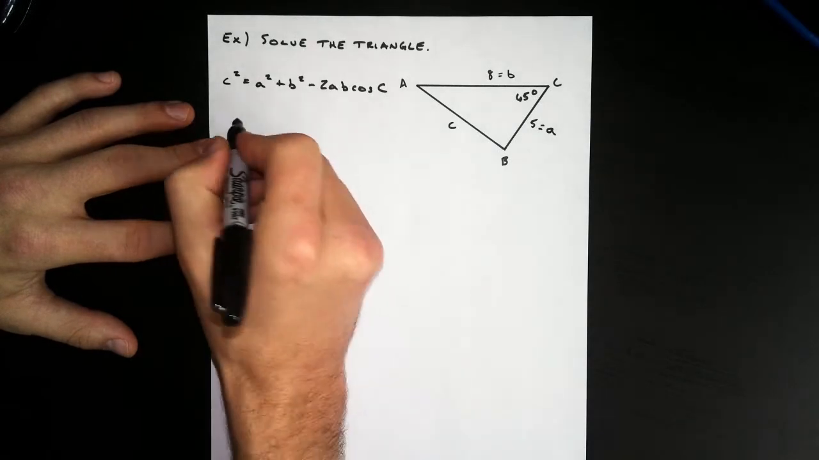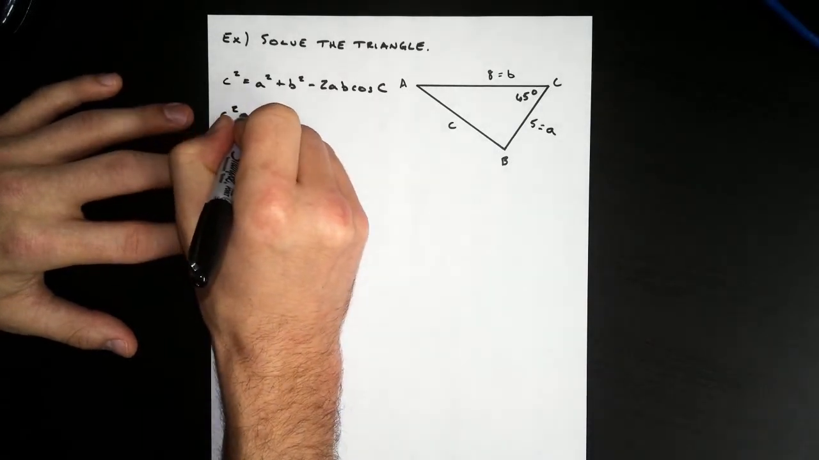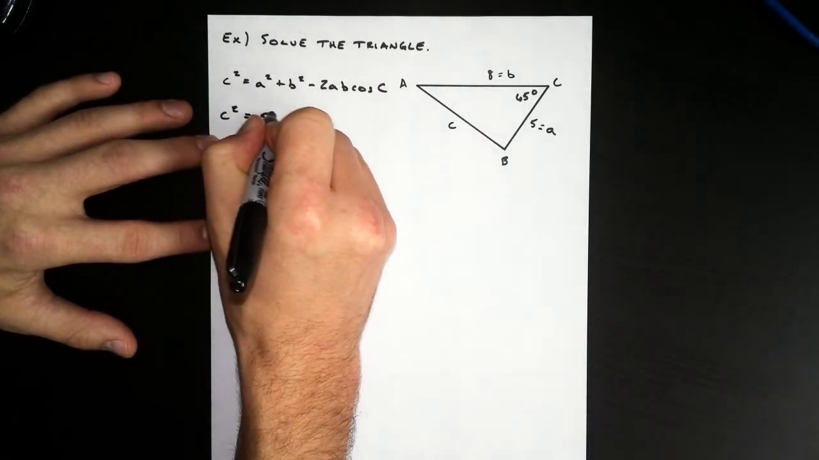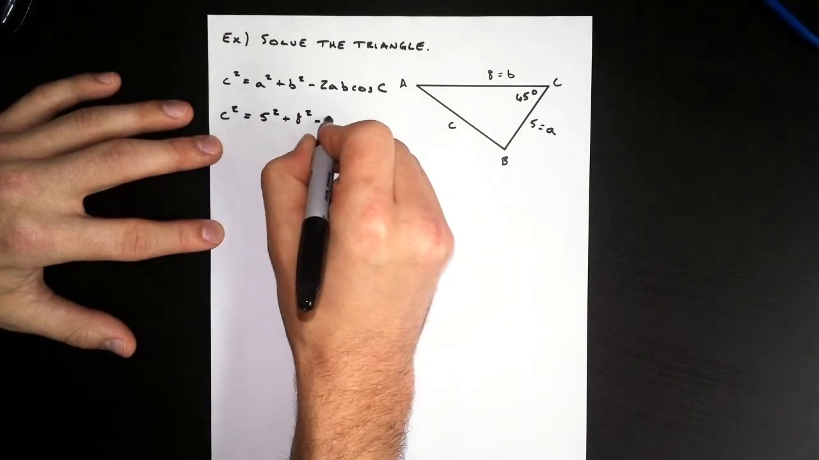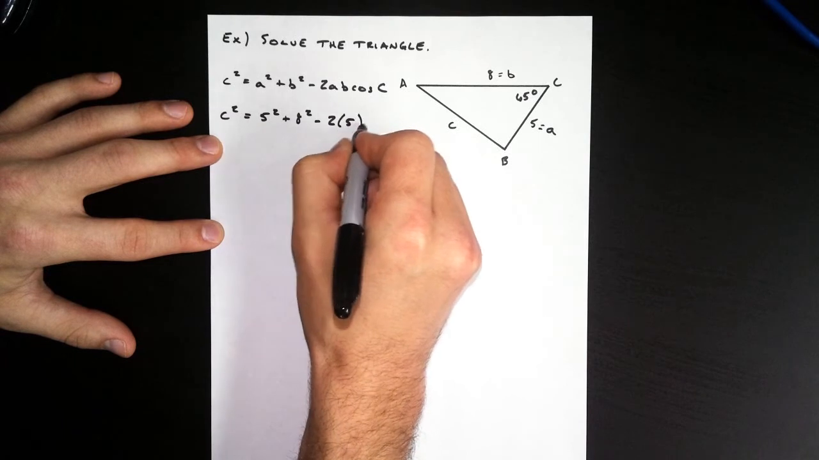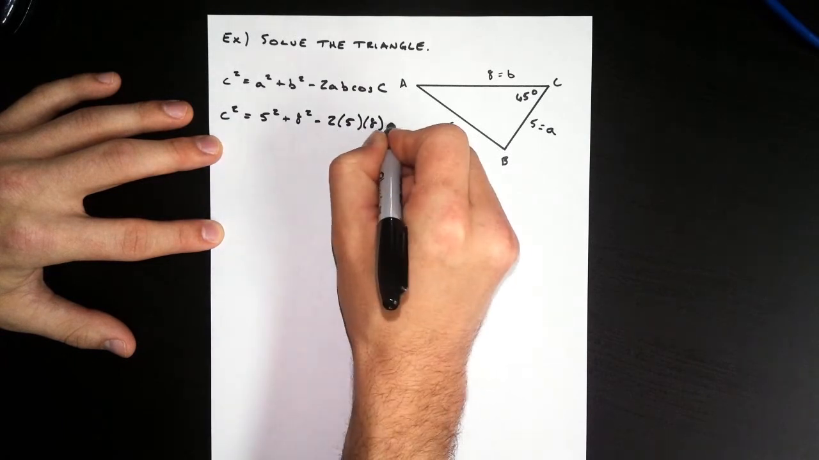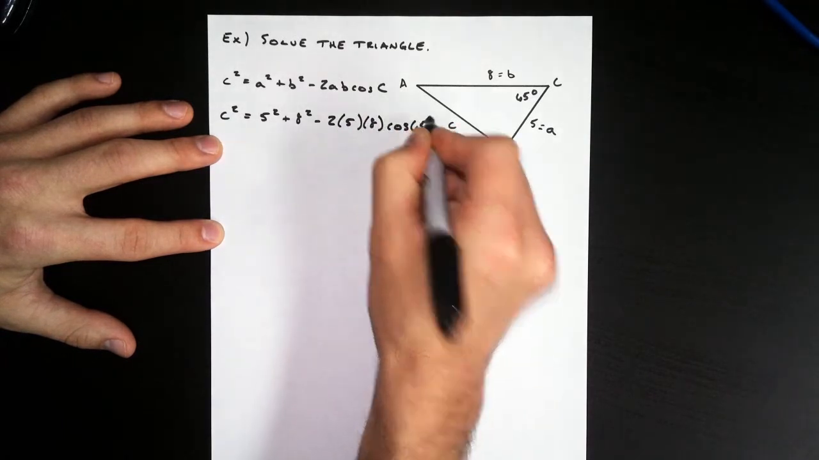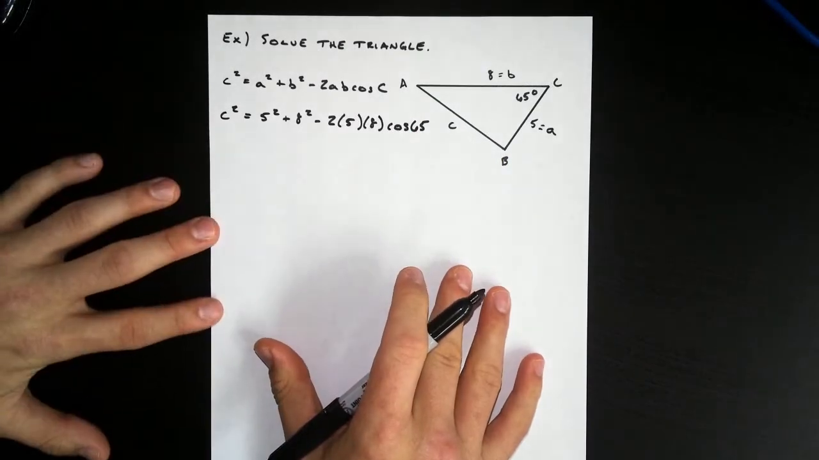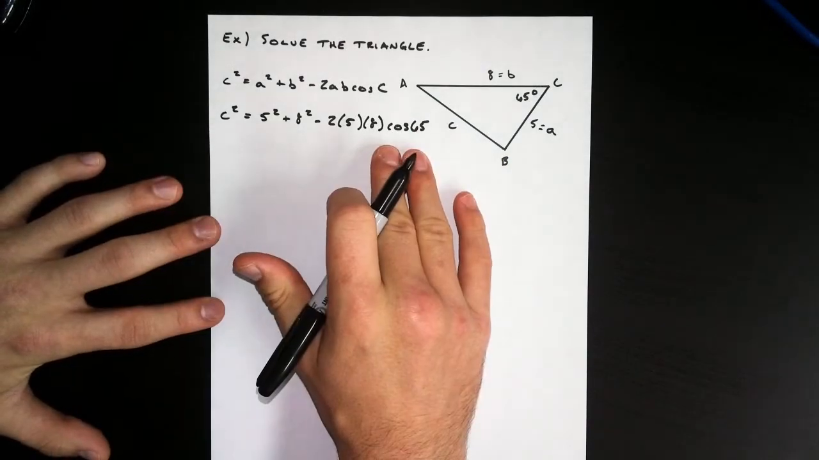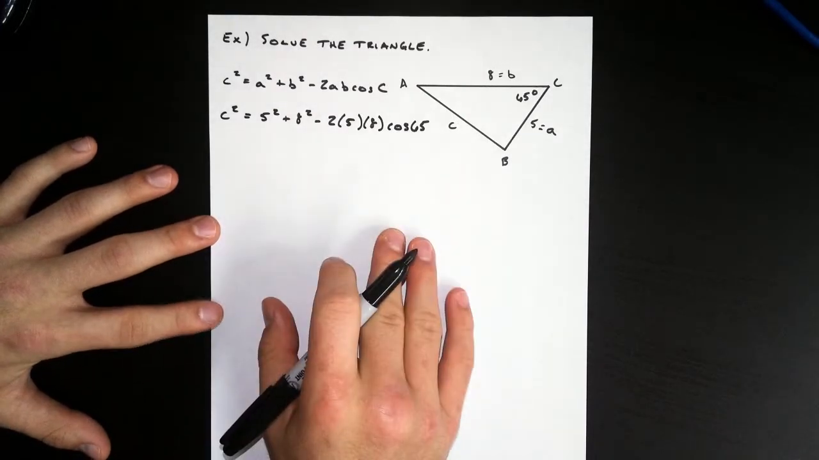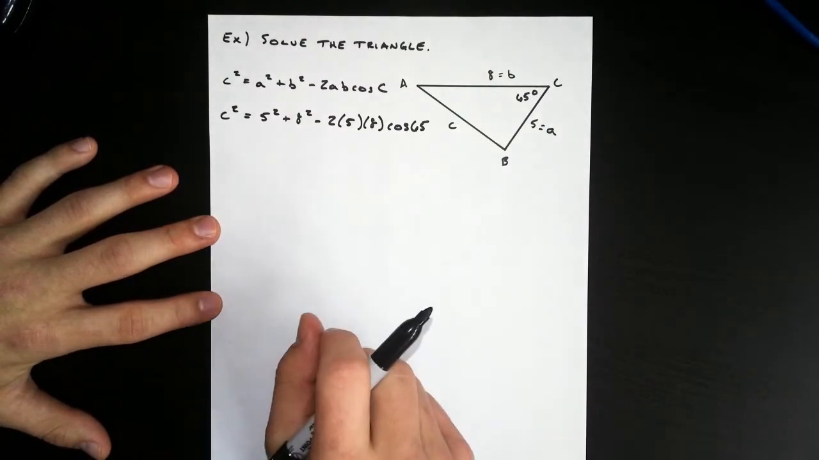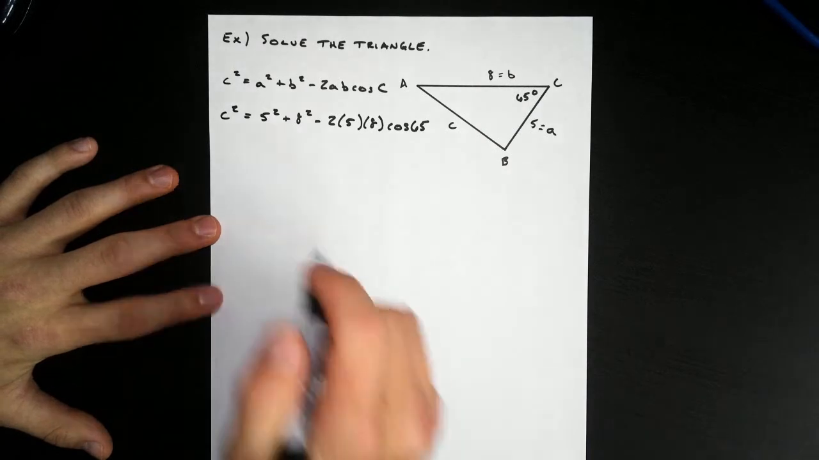So if we plug that all in, c squared is equal to 5 squared plus 8 squared minus 2 times 5 times 8 and the cosine of 65. So we have a pretty long expression here. To make this a little bit easier to work with, let's do a little bit of simplifying. The biggest thing is you just need to be careful and watch your order of operations.